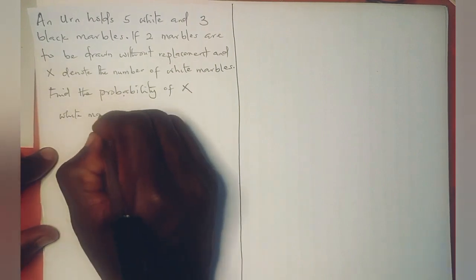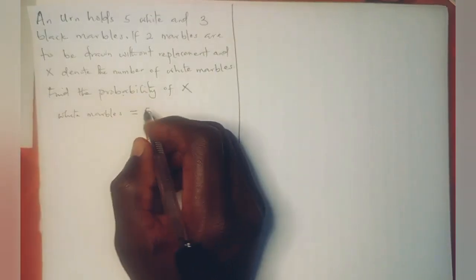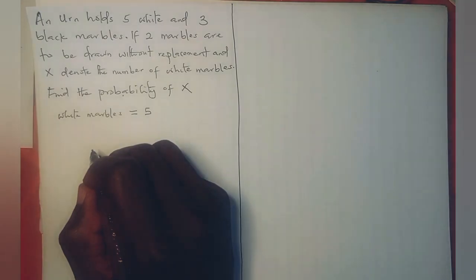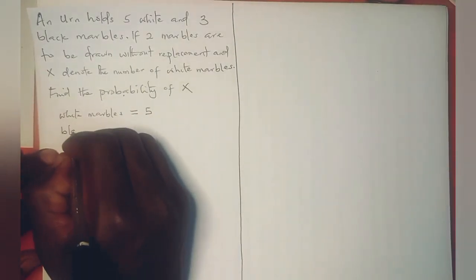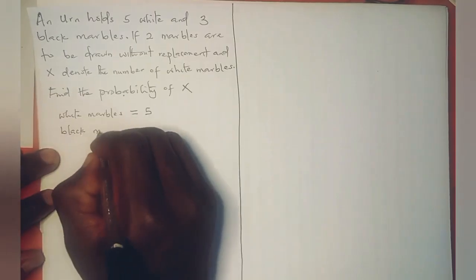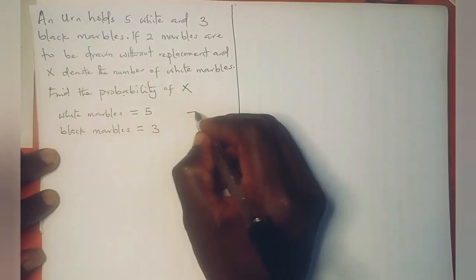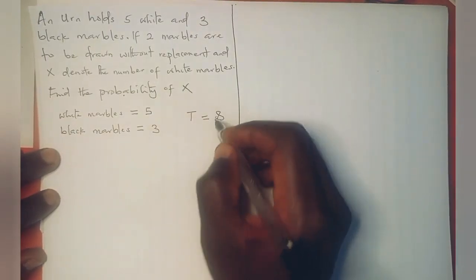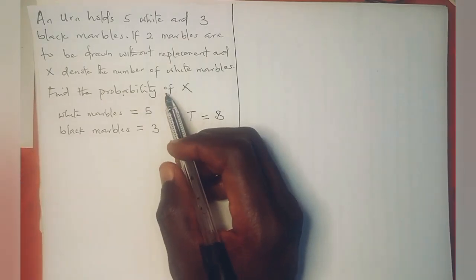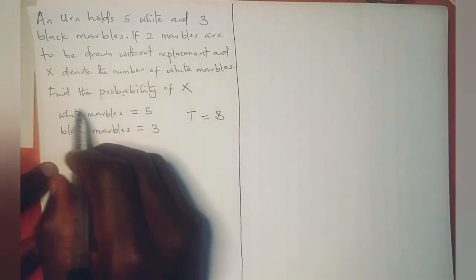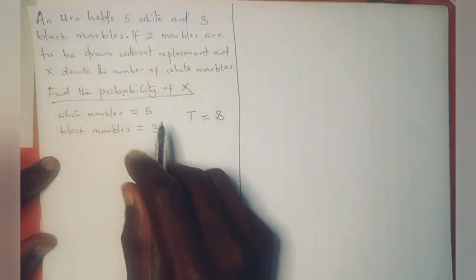White marbles, we have it to be 5. Then black marbles, we have it to be 3. So the total number of marbles here, we have it as 8. Now x represents the number of white marbles. And what do we need here? We want to find the probability distribution of x.